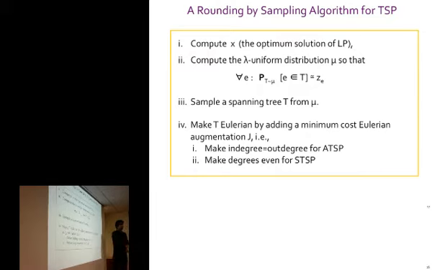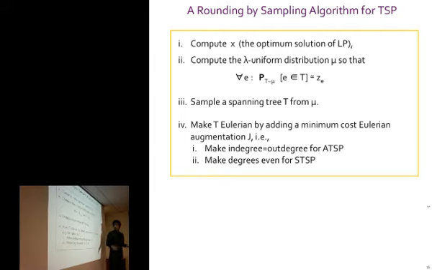There is a vast literature on sampling uniform spanning trees, and that can be done even for lambda uniform. You can make your distribution uniform by putting many copies of edges, so you just sample it. You can use Markov chains, random walks, or many other ways to do it. Okay, so we sample this tree T.